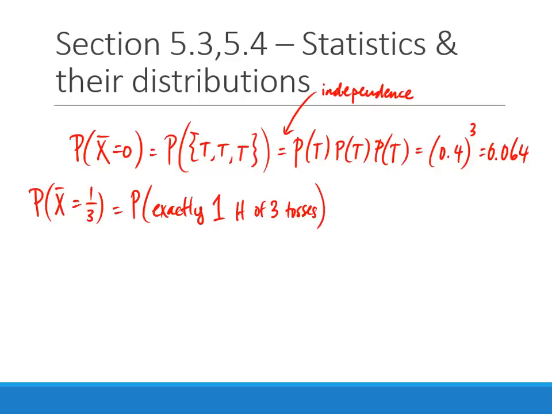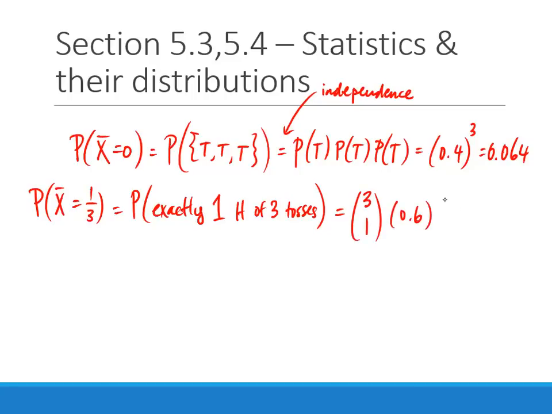So if I have 3 trials, they're all independent, they all have the same success probability, and I want to know the probability of getting exactly 1 head or 1 success out of those 3 trials. Binomial, thank you very much, yes. So this is going to be a binomial probability. I have 3 coin tosses. I want one of them to be a head.